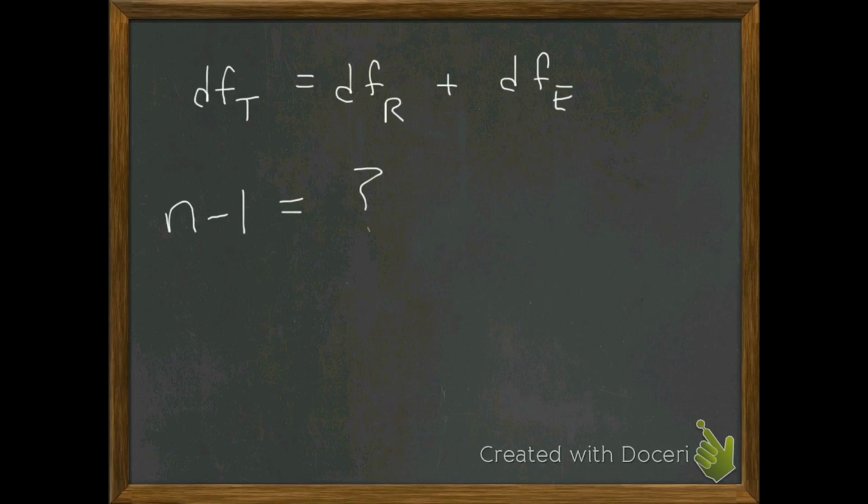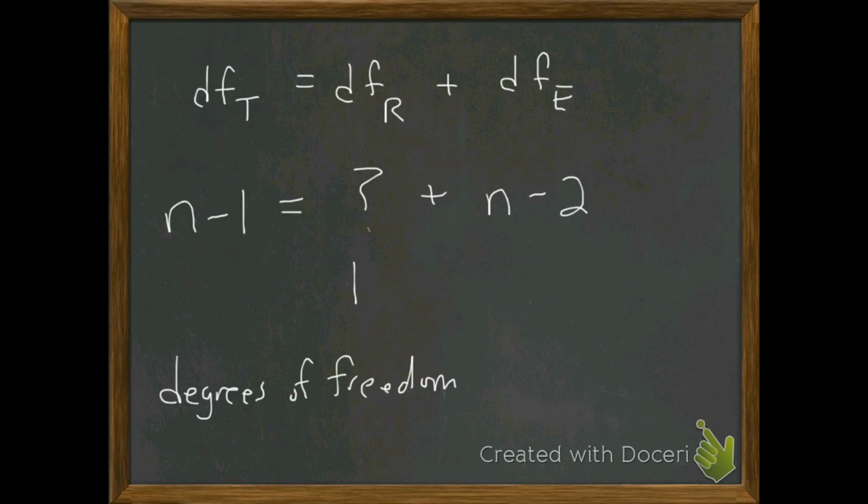Now, you're going to see that, because the degrees of freedom are additive, for the total this is n minus 1, and for the error this is n minus 2. Well, you don't have to have a PhD in mathematics to figure out that the degrees of freedom for the regression is equal to 1.